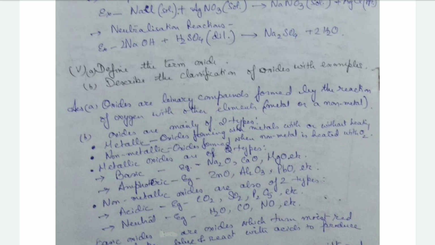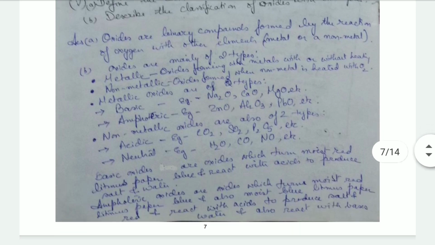Okay, now describe the classification of oxides with examples. Oxides are mainly of two types, metallic and non-metallic. Metallic oxides are those formed when oxygen combines with metals, with or without heating. Non-metallic oxides are formed when non-metals are heated with oxygen.